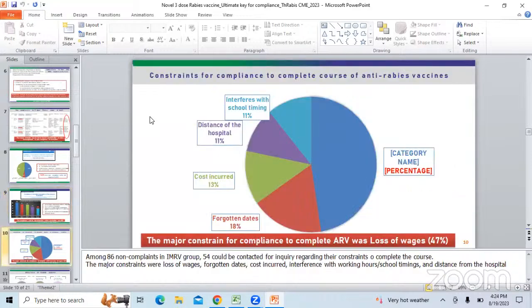What are the limitations and restrictions to completing the course of the anti-rabies vaccine? There is interference with school timing, distance to hospitals, cost incurred, and forgotten dates, along with loss of wages. The major concern for completing the ARV was the loss of wages, at around 47%.